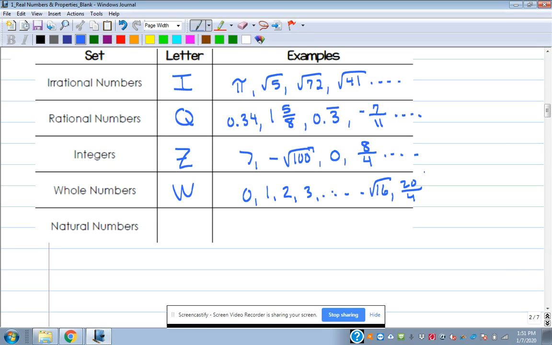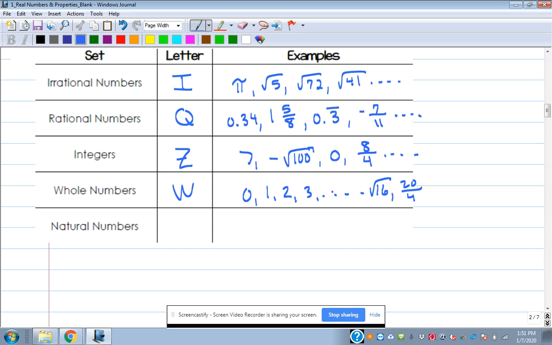Here's the thing. As we're going further and further inside of the buckets, if you're in the inside bucket, you're also in these other buckets too. So if you're a whole number, you're also an integer. You're also a rational number. You're also a real number. Okay? You're not irrational because that's that separate bucket that's outside, right? The scrap bucket that we don't use, right?